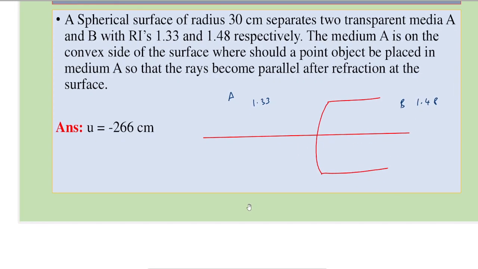Now the question says where should an object be placed in the medium A so that the rays become parallel after refraction? So it means that suppose somewhere here an object is placed and then this light ray falls. The question says these light rays after refraction become parallel. So it goes like this. And a similar ray here also. It goes like this. They become parallel. So it would mean that these light rays would tend to infinity. So it basically means that here V tends to infinity. The question says find what is U.